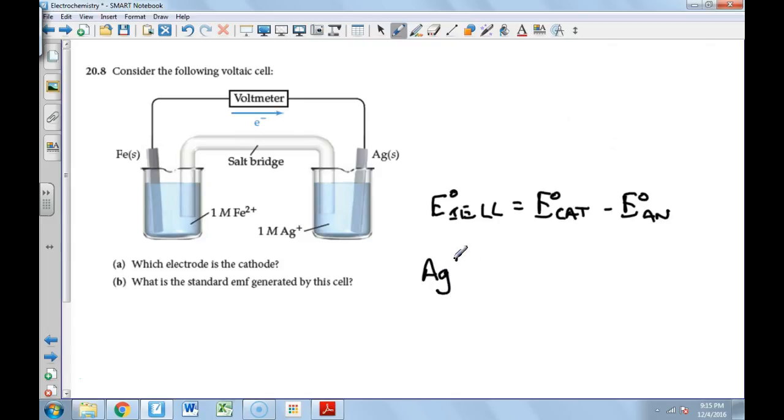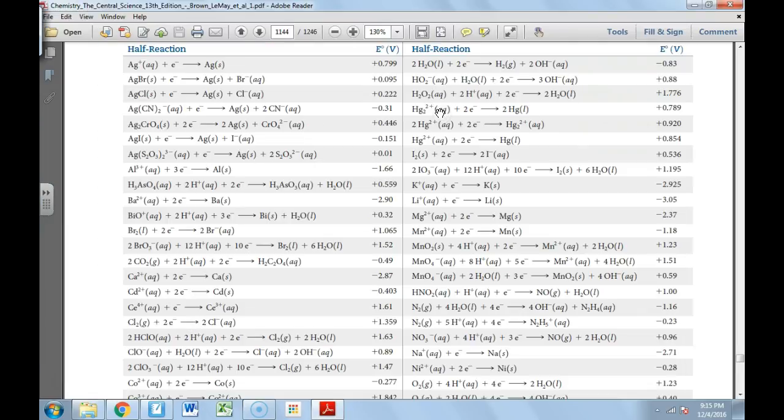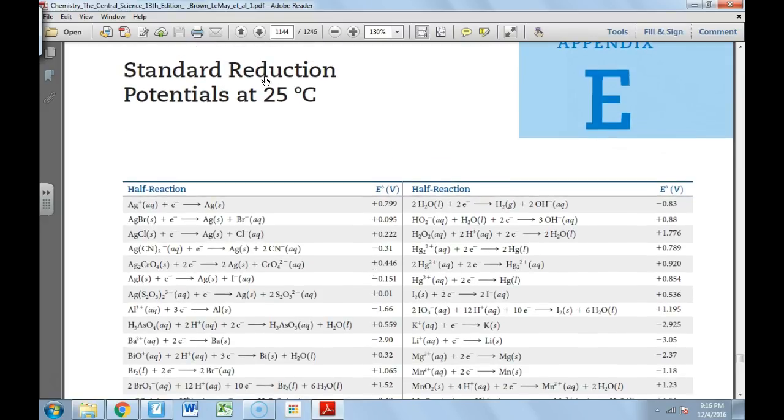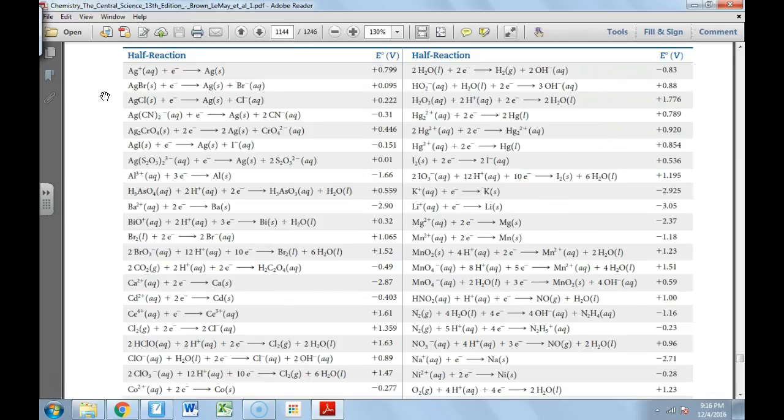The reduction reaction for silver is Ag+ reacts to form Ag, and the one for iron is Fe2+ plus 2 electrons gives us Fe. Those two reactions we can look up. Here is a list of half reactions, and just so we know, this is a table of standard reduction potentials. That's important to note.